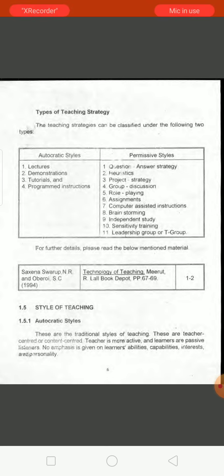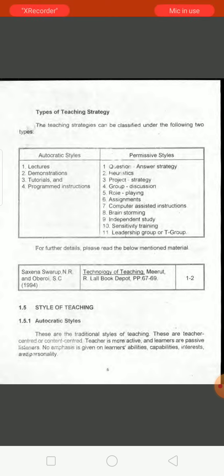So today we will also try to implement that, and we will discuss in detail chapter number 1, the teaching strategies. So when we talk about teaching strategy, it can be classified under the following two types of styles. Number one is autocratic style, and number two is permissive style.